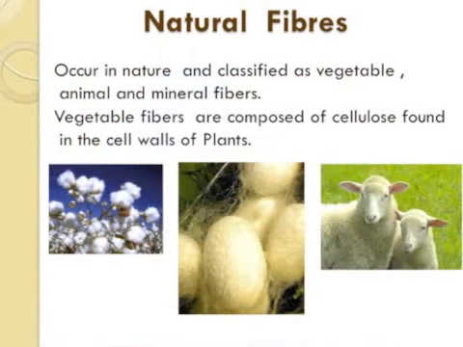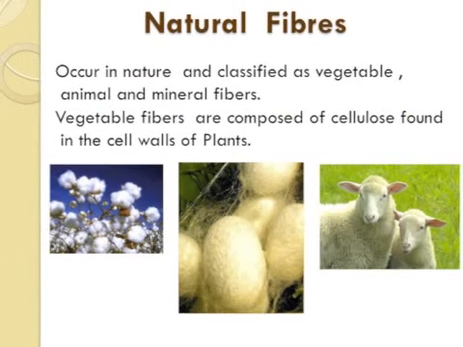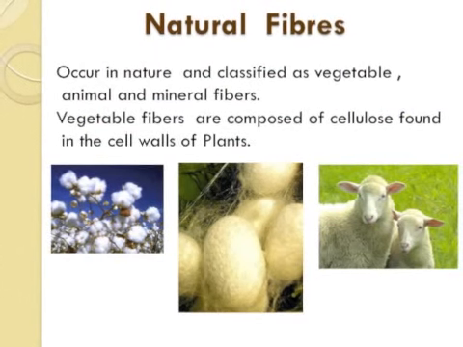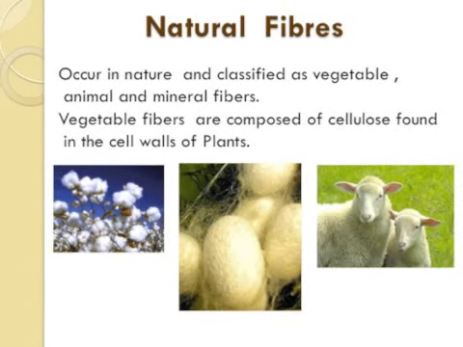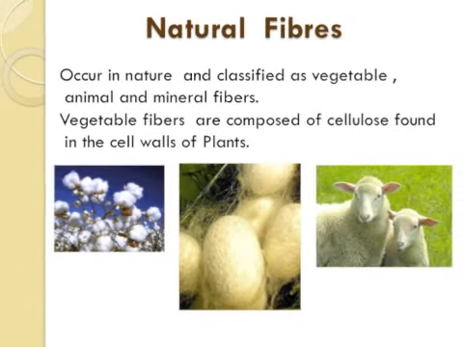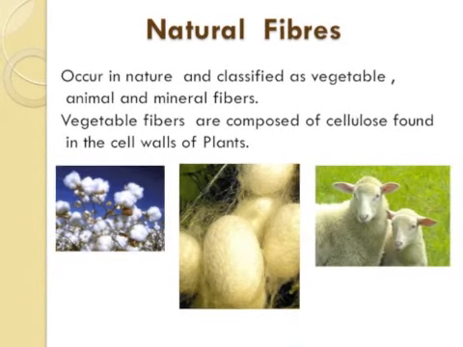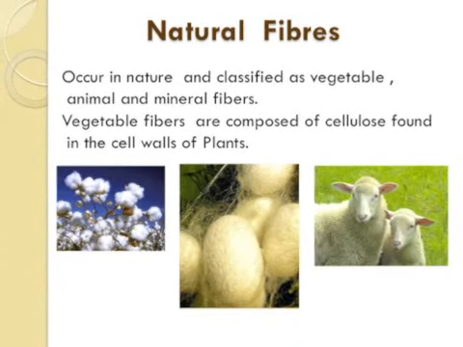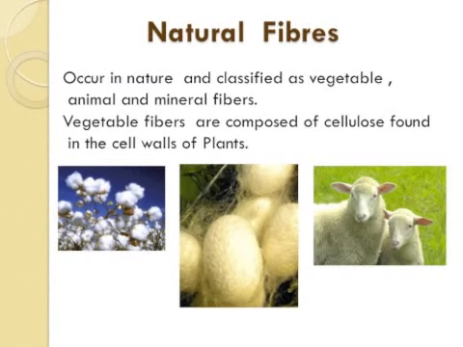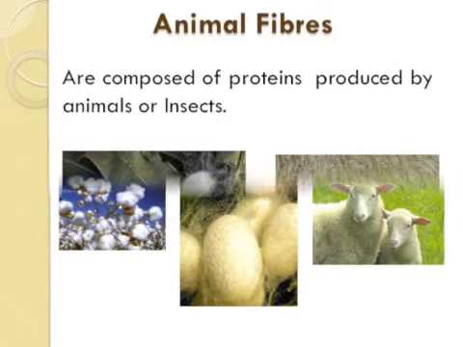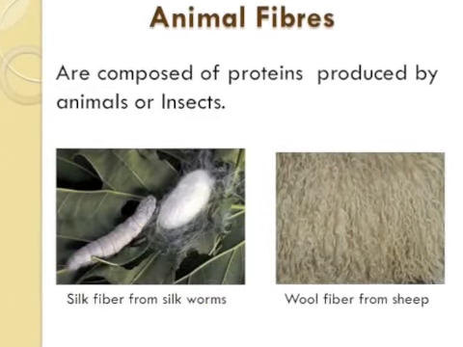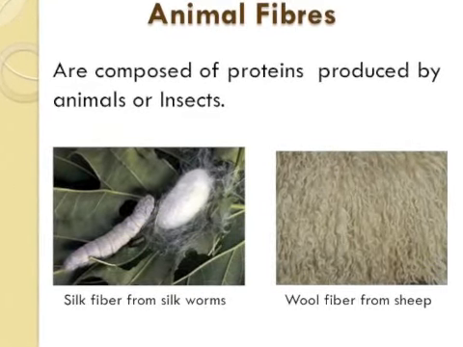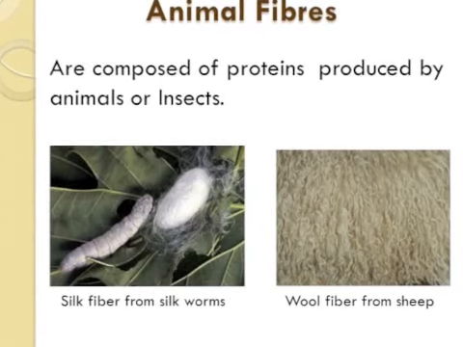Natural fibers are obtained from nature and classified as vegetable, animal, and mineral fibers. Vegetable fibers are composed of cellulose found in the cell walls of plants. Animal fibers are composed of proteins produced by animals or insects.